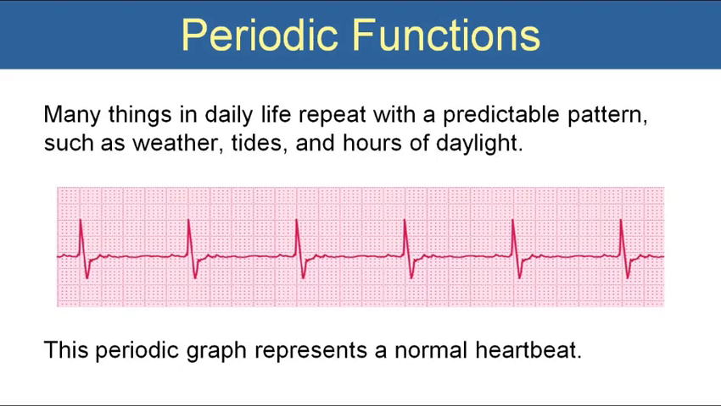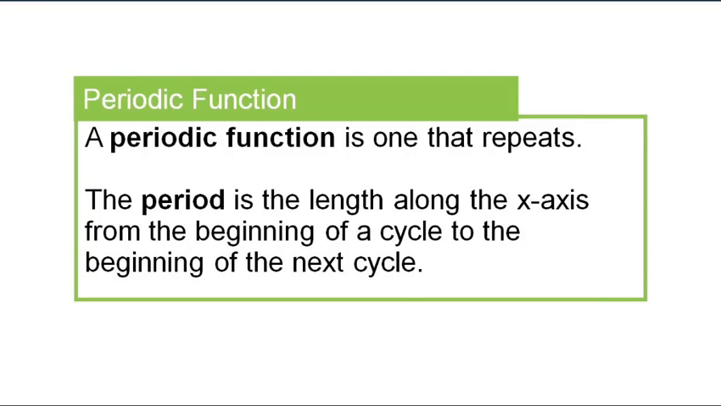First of all, you need to understand what a periodic graph is, or a periodic function. You can see how on this heartbeat graph the heartbeat repeats every so often. So that's what periodic means. It means that the same shape occurs over and over. A periodic function is one that repeats. The period is the length along the x-axis from the beginning of a cycle to the beginning of the next cycle.